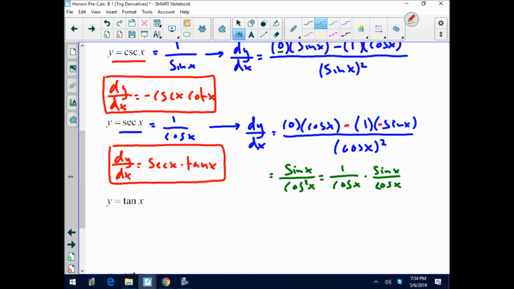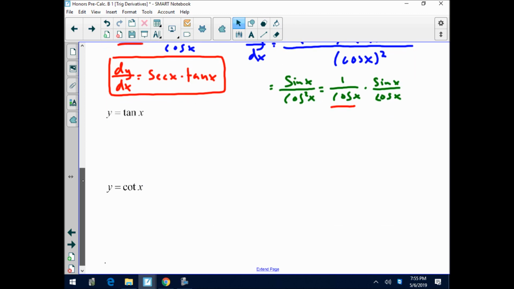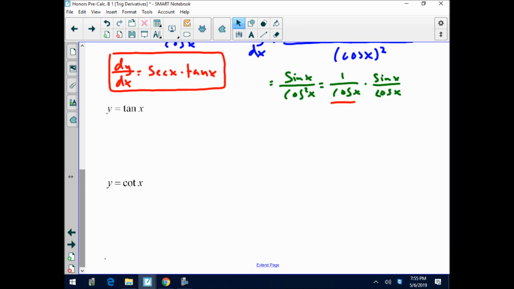cosine squared x. And right here we can factor one of the divisions of cosine out, giving us 1 over cosine x times sine x over cosine x. And then we can, of course, rewrite our derivative as secant x times tan x. So the derivative of secant is secant tan. Now we're going to take a look at determining the derivatives of tan and cotan. I'm going to go ahead and do cotan, and then I'm going to let you guys do tan.